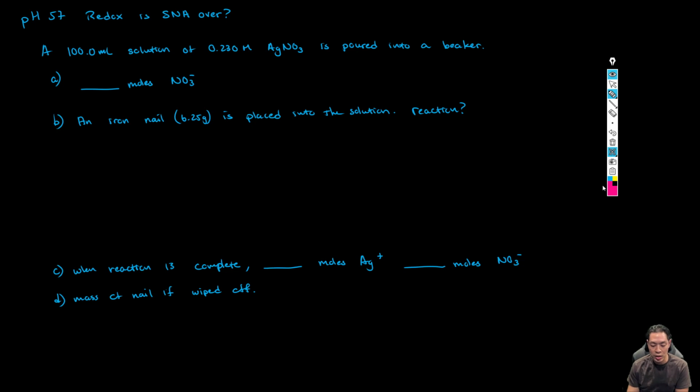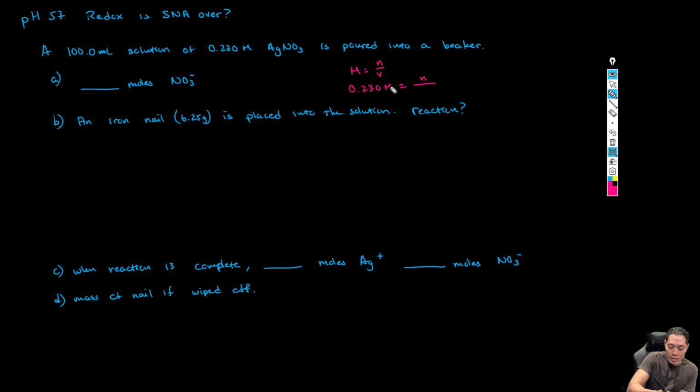0.230 molar of AgNO3, silver nitrate, and it's poured into a beaker, and then it's going to react with iron itself. The first one is asking how much NO3 you have. So you first want to find out how many moles of AgNO3 you have. Remember, molarity is equal to moles over volume. In this case, 0.230 molarity is equal to moles over the volume.